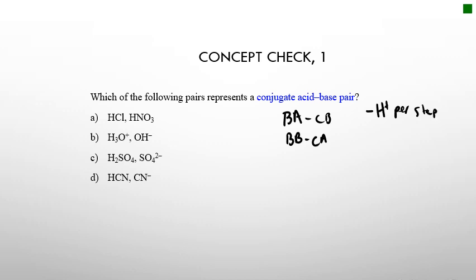So when we look at our first one, I have two acids, HCl and HNO3, hydrochloric and nitric acid. That will not work. I have H3O+ and OH-. That could potentially work, except for the fact that there's more than one hydrogen difference between them. So both of those cannot be it. Same thing for C. H2SO4 and SO4 2-, those lost two hydrogens, so they cannot be conjugate acid-base pairs. And finally, HCN with CN-, we are only losing one hydrogen, so that would be our correct answer.